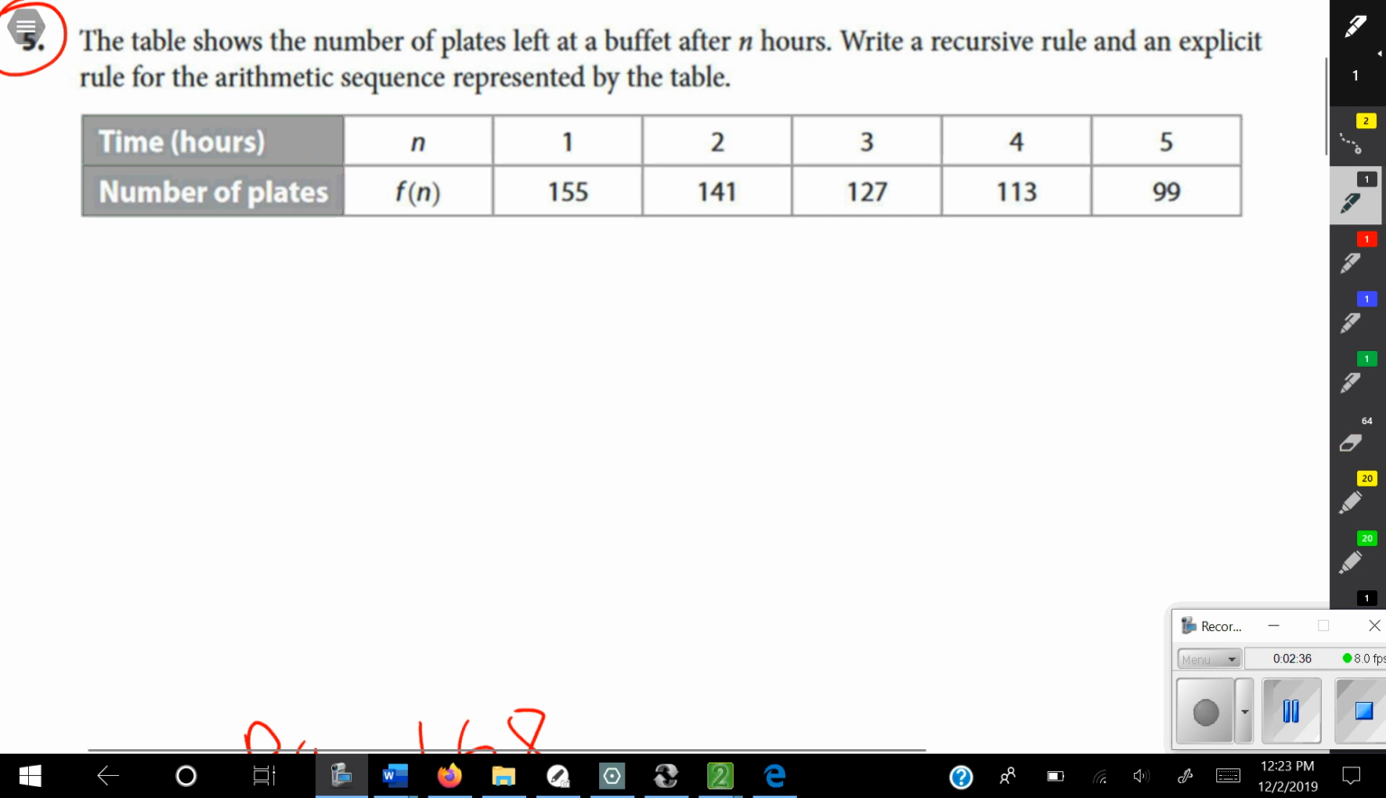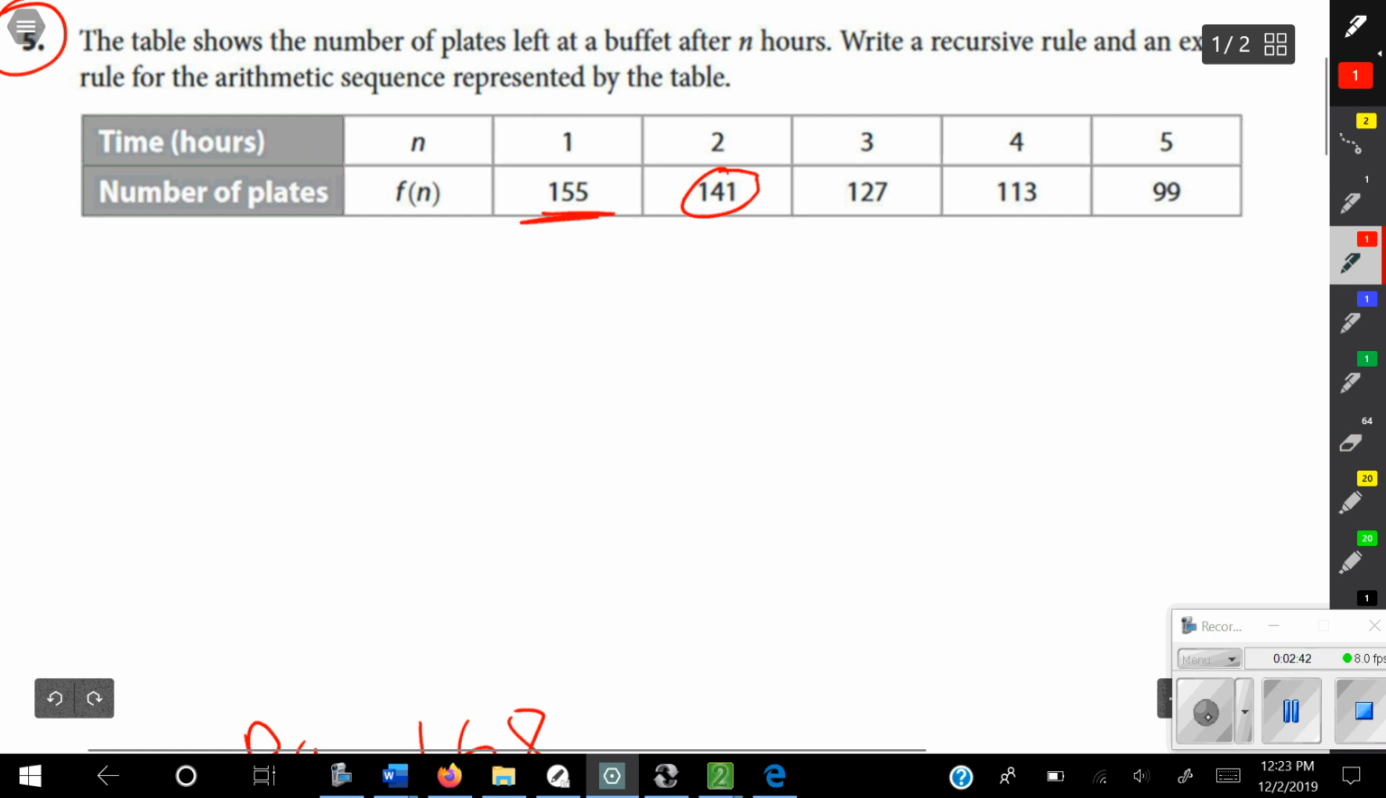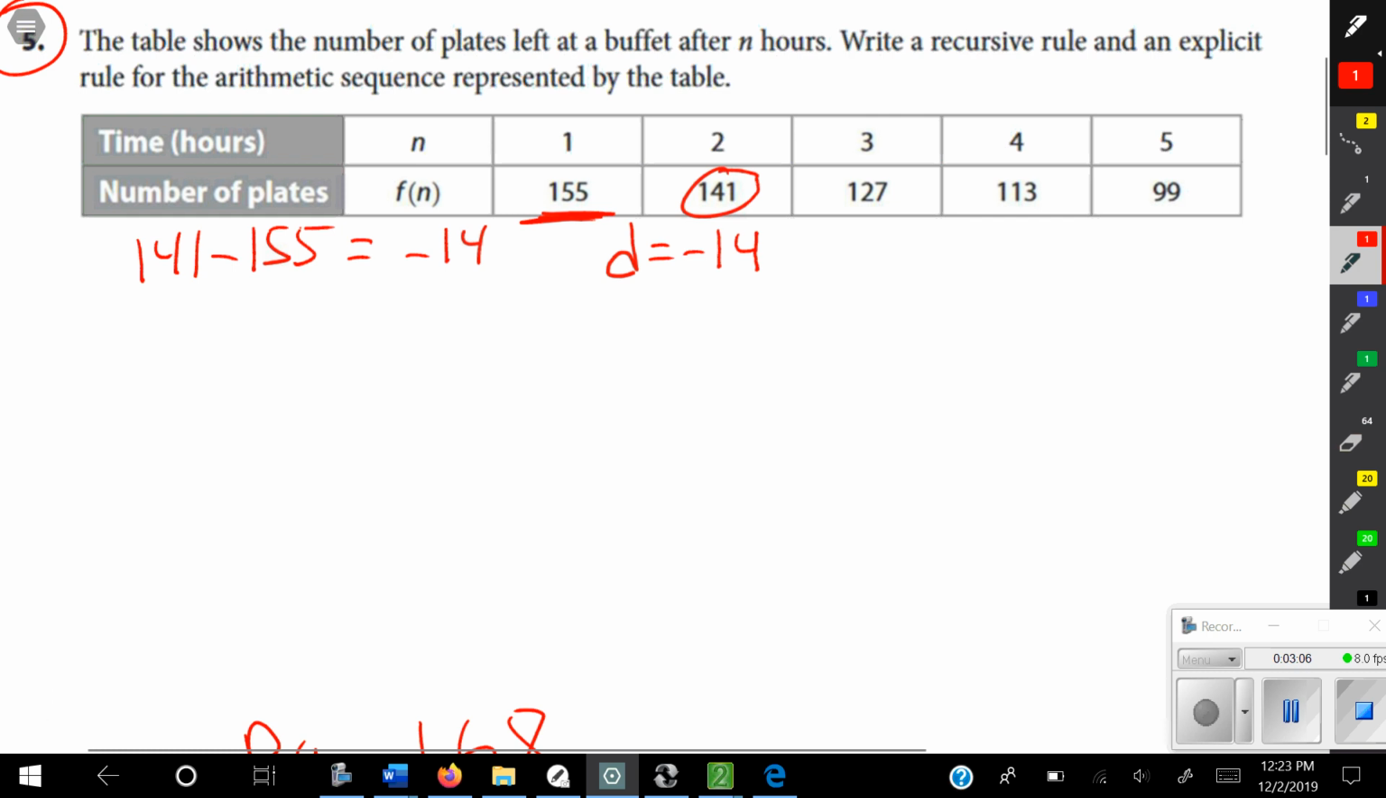All right, so to get the common difference, what we want to do is take the second term and subtract it from the first term. So we'll take 141 and subtract it from 155. So when we do that, we get negative 14. So our common difference is negative 14. Okay, now we already know that first term, and we're going to use function notation here. So we'll have f of 1 is equal to 155.